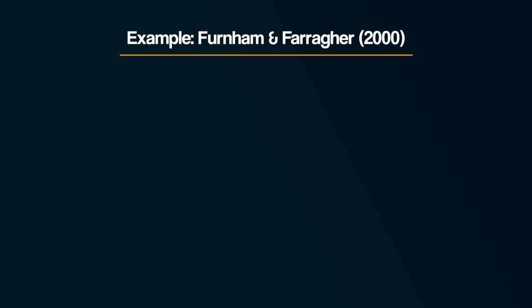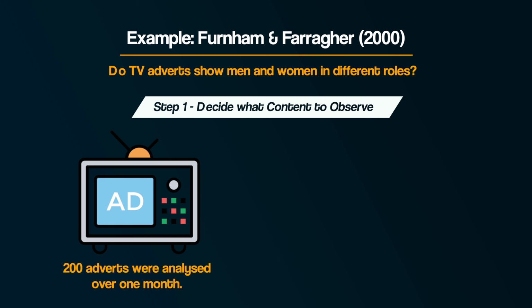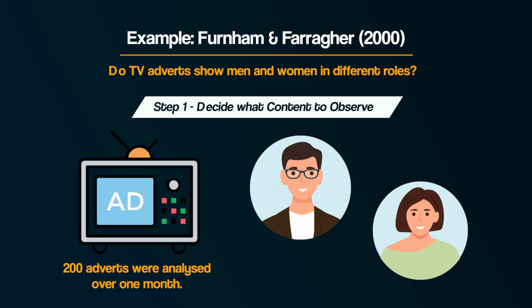Let's look at a real psychology study that used content analysis to explore an important question about media and gender. Furnham and Farragher wanted to find out whether TV adverts show men and women in different roles. Specifically, are women shown in more domestic roles and men in more professional roles? So they collected a set of TV adverts that were being broadcast at the time, similar to how we might choose John Lewis Christmas adverts to analyse. They then decided to focus on characters within the adverts. Every time a man or woman appeared, they recorded information about that character's role.